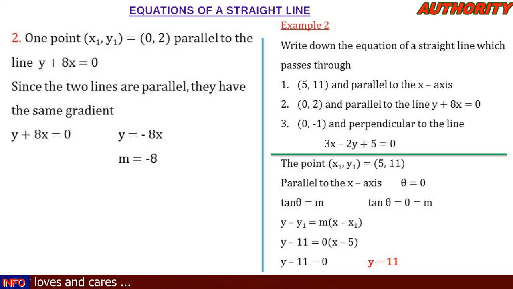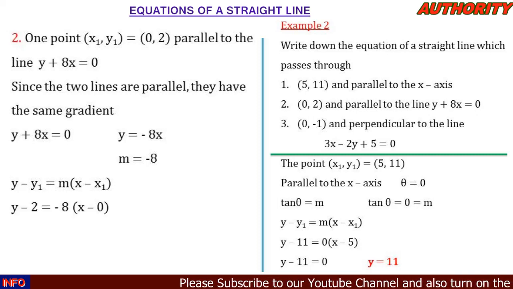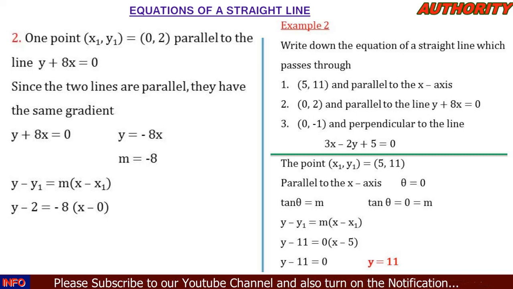Okay, so that means our m is going to give us minus 8. Then we already have a point. Applying our formula, we have y minus y1 is equal to m open bracket x minus x1 close the bracket. Now here we have y1 to be what? 2, and then x1 to be 0. So here we have y minus 2 equal to our gradient, which is m, is minus 8 open bracket x minus 0. Okay, let's simplify the bracket.